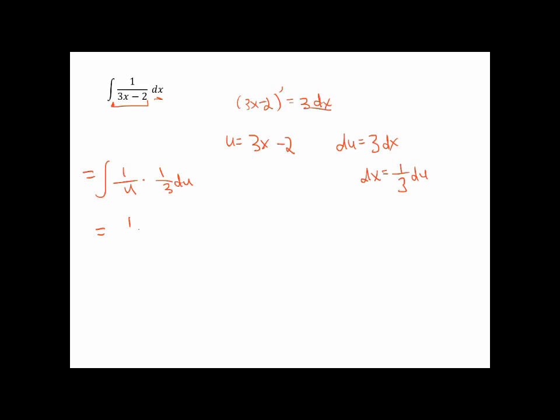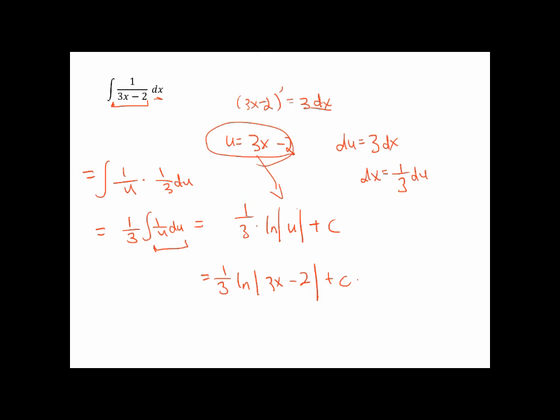Take the constant out, 1/3. So here, again, 1/3 natural log absolute value of u plus c, which is 1/3 natural log absolute value of 3x minus 2 plus c. I plug this back into u. Okay.